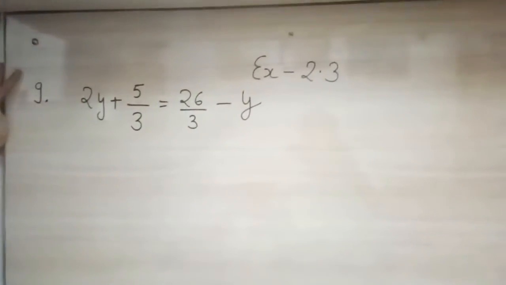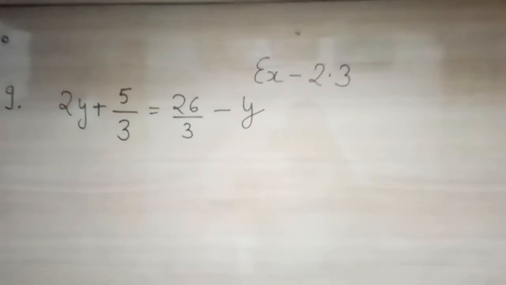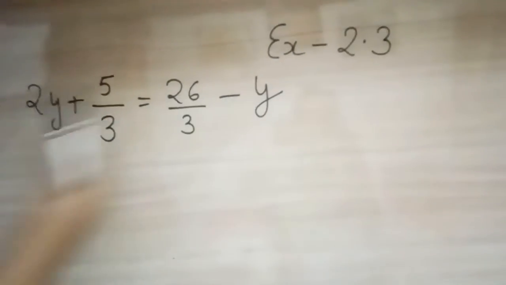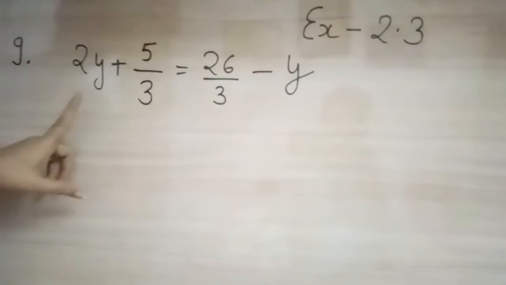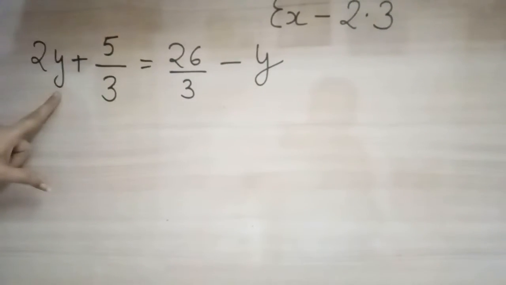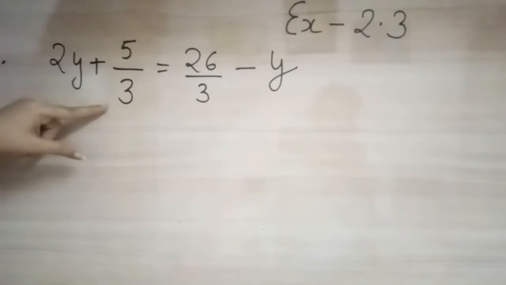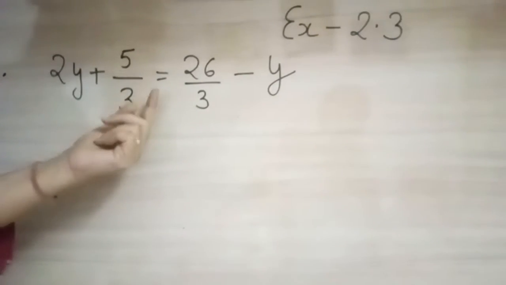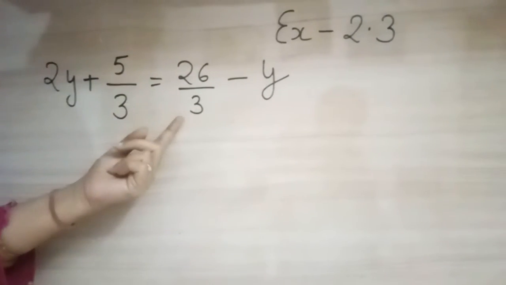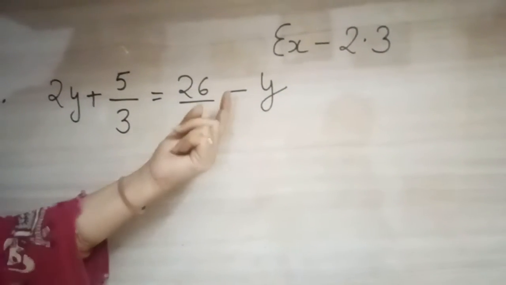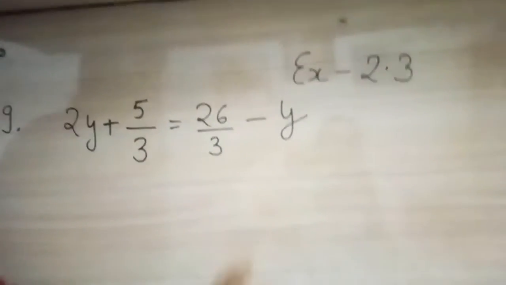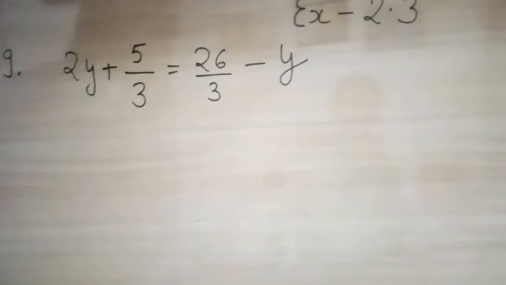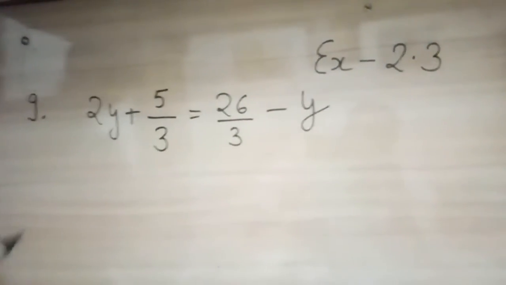Okay students, again same linear equation in one variable, exercise 2.3, question number 9. Here again we will observe properly. 2y is a variable with y. Here 5 by 3 is a constant, equal sign, then 26 by 3 is a constant and minus y is a variable. First step, bringing all the variables on the same side and taking constants on the other side.